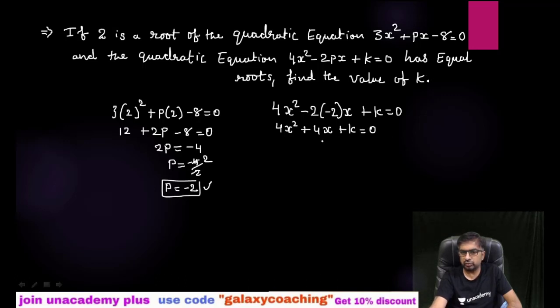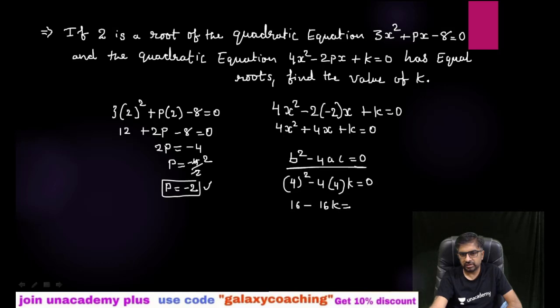So here you need to use discriminant equals to 0, that means b square minus 4ac equals to 0. This is the condition when you have equal roots. You will get discriminant equals to 0. So that we are going to use. Now b is 4, so 4 square minus 4, a is also 4 here, and c is k. So 4 square will be 16 minus 4 fours, again 16k equals to 0.